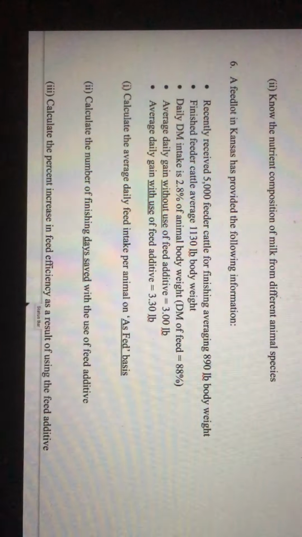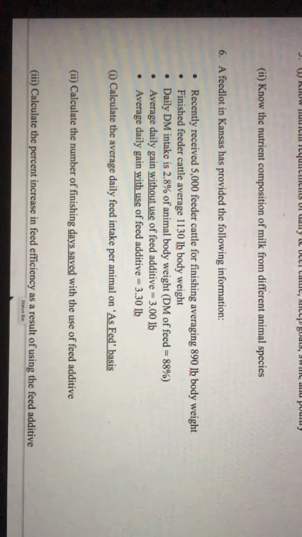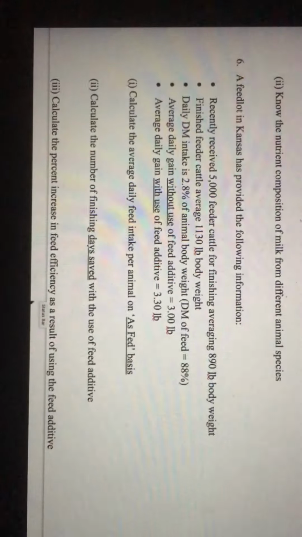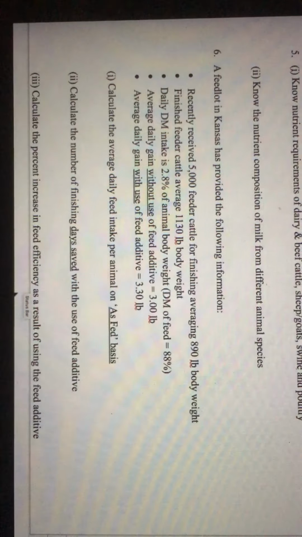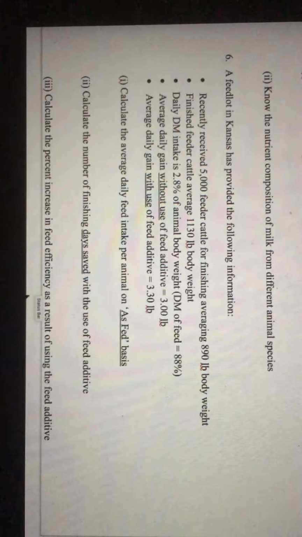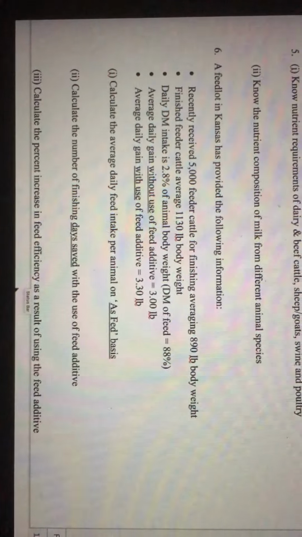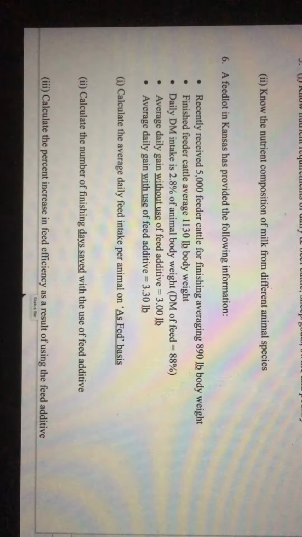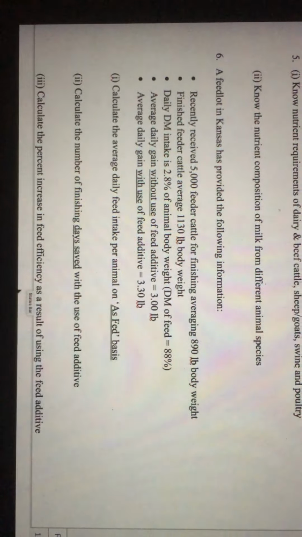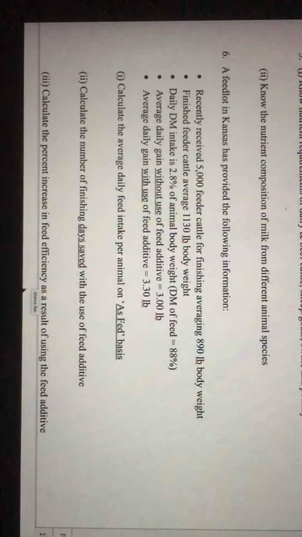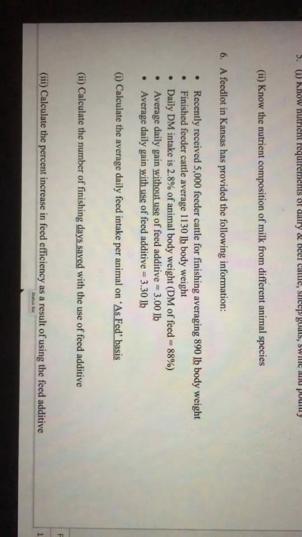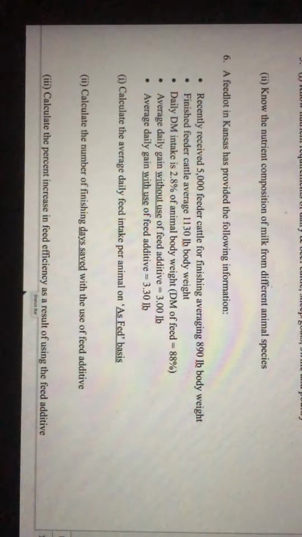Average daily gain without use of feed additives is 3 pounds. Average daily gain with use of additive is 3.3, or 10% better. Now, calculate the average daily feed intake per animal on an as-fed basis. Wow, that's a good one.